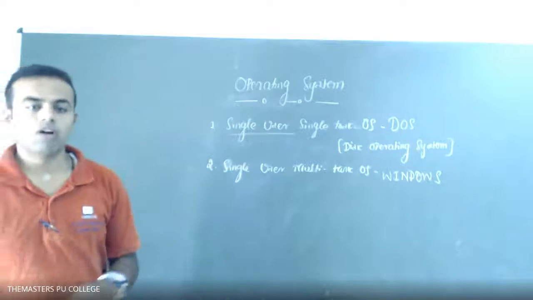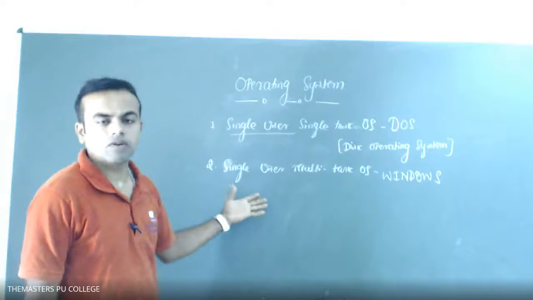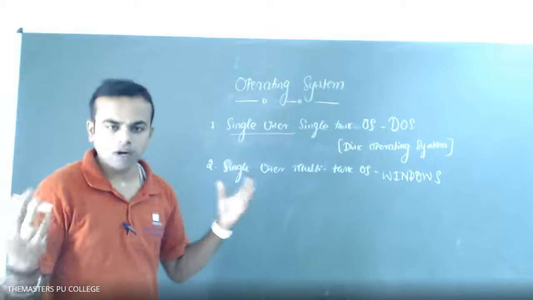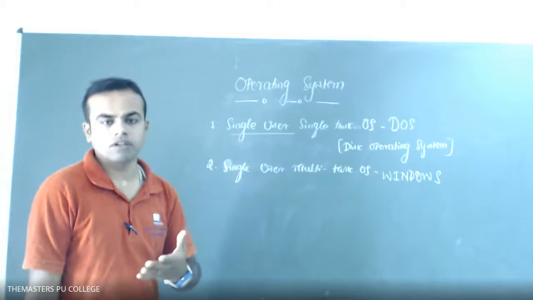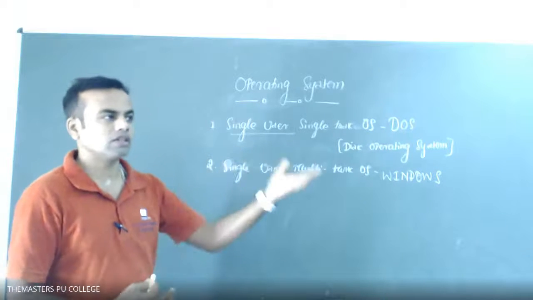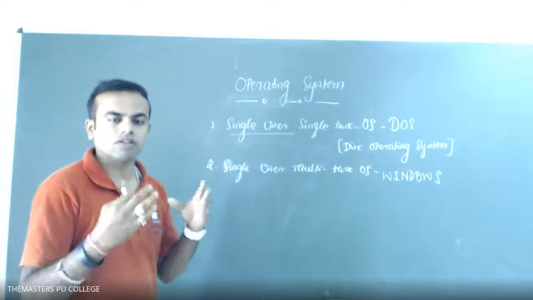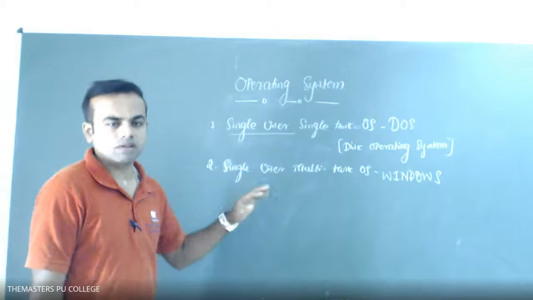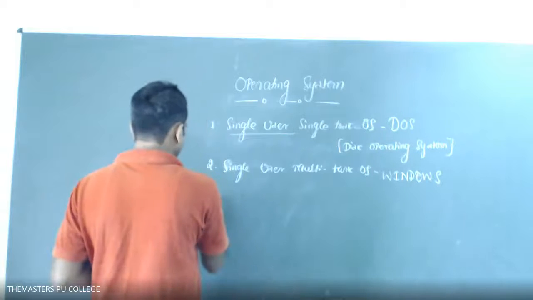And so worldwide, Windows is the best operating system. Around 90% of people worldwide use Windows as an operating system, including our computers, which were there in the lab and then in college also. It was installed with the single user multitasking operating system, that is Windows, right?